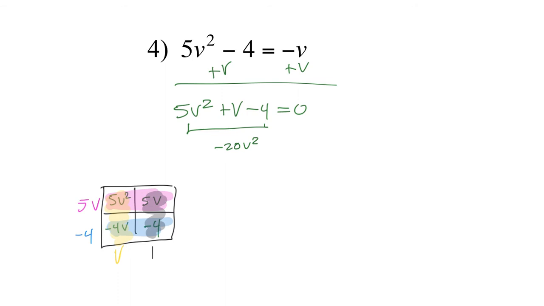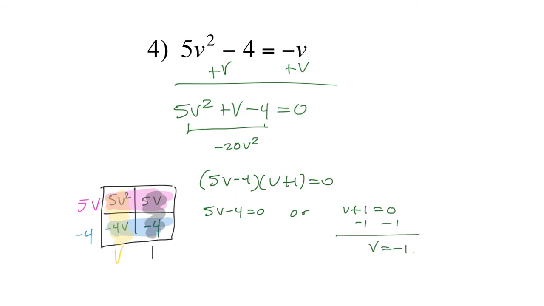So I can factor this as 5v minus 4 times v plus 1 equals 0. Again, I'm going to split this up: 5v minus 4 equals 0, or v plus 1 equals 0. So I can subtract the 1 here, and get that v equals negative 1, and plus 4 on both sides. 5v equals 4, and then divided by 5, v equals 4 over 5. And those are my two solutions.